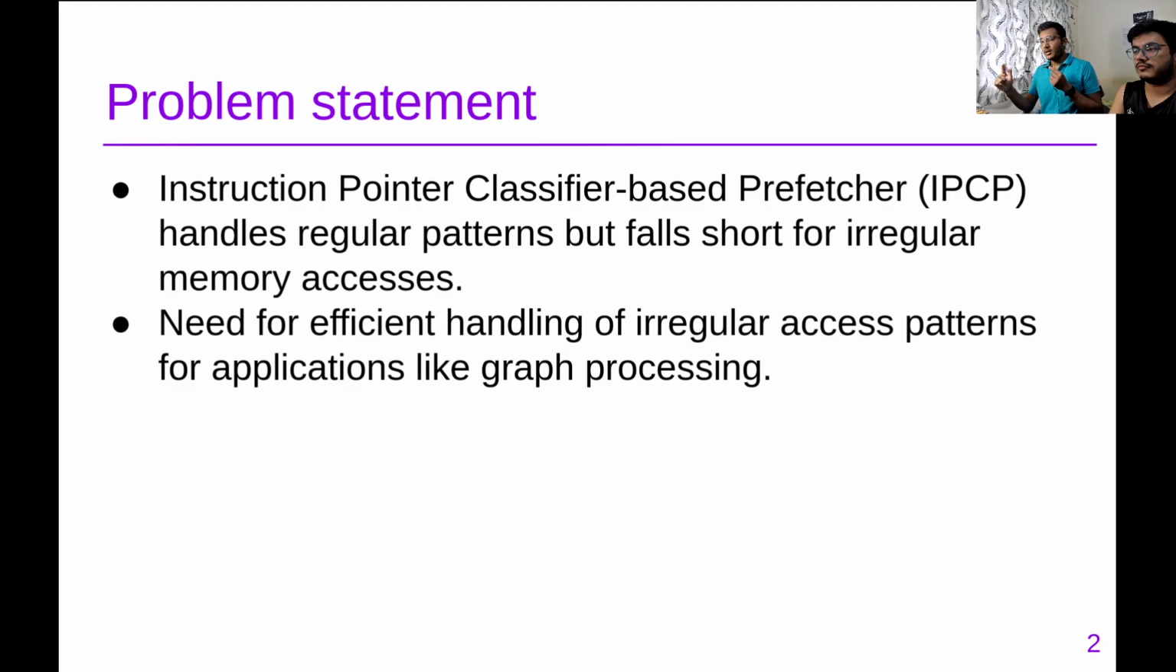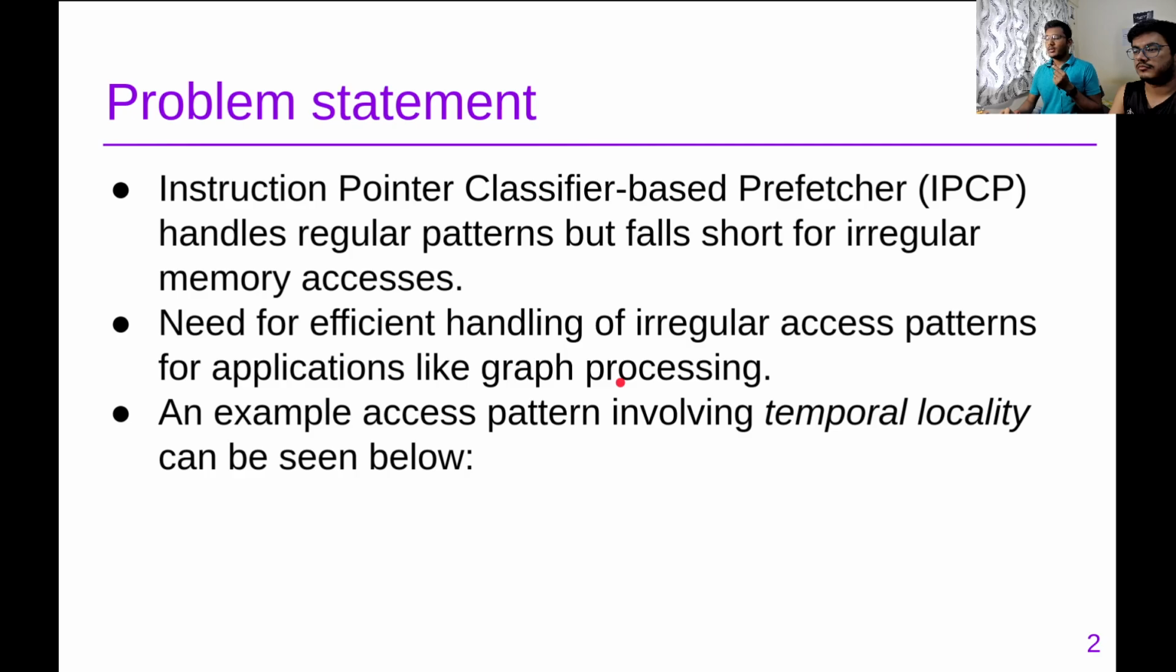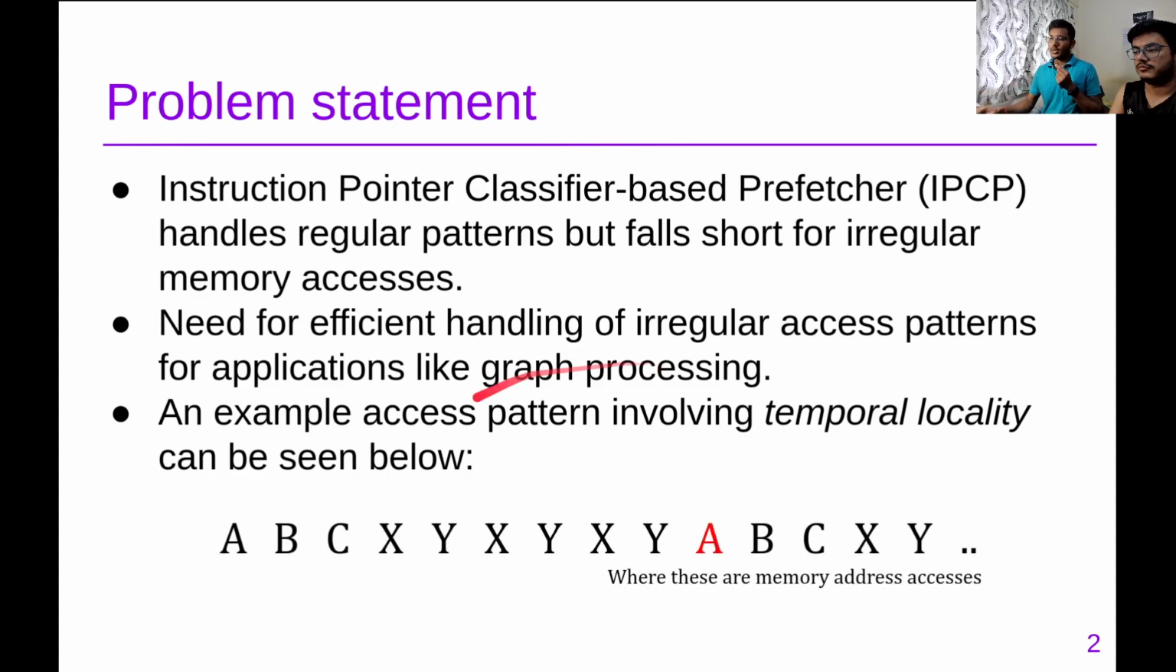But there are different workloads which also have irregular memory access patterns, for example, graph processing. I can give you an example of an irregular access pattern which involves temporal locality below. Here we can see these memory accesses. We are not bothered about the strides here, and there is no correlation between strides at least. But we can see this access pattern is repeating here. So these types of access patterns come under irregular access patterns, the tracking of which cannot be done with this IPCP prefetcher till now.